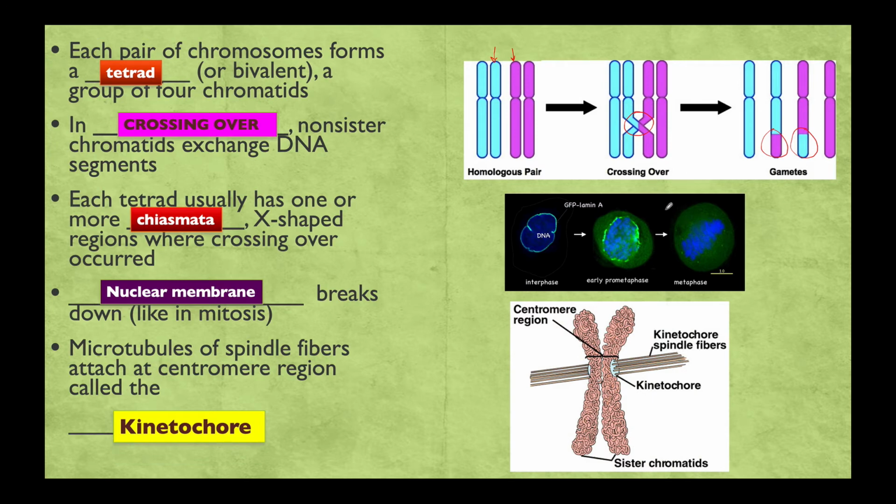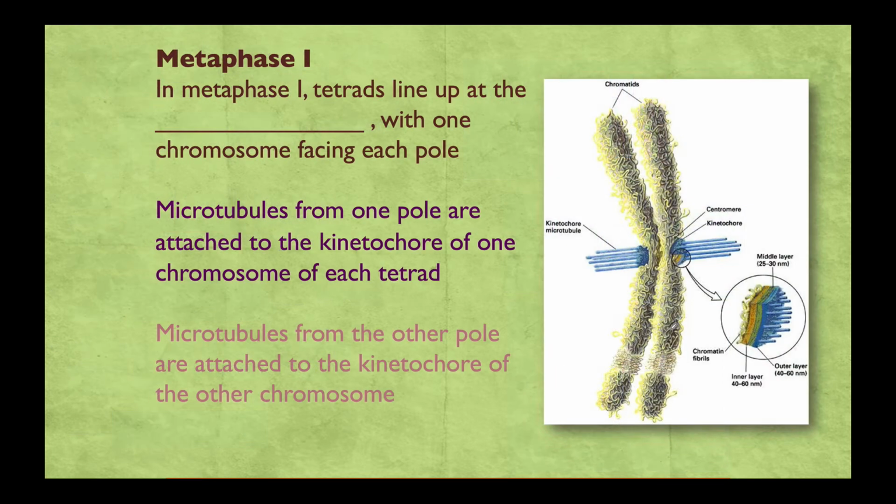And here's a picture of that. Here's your supercoiled wound up DNA into chromosomes. Your centromere is the narrow portion in the middle, and then the kinetochore are these proteins outside. And these right here, these are your microtubules that are attaching it, and they're going to guide it to the middle of the cell. When they arrive there, that's metaphase 1. Those tetrads line up at the metaphase plate.